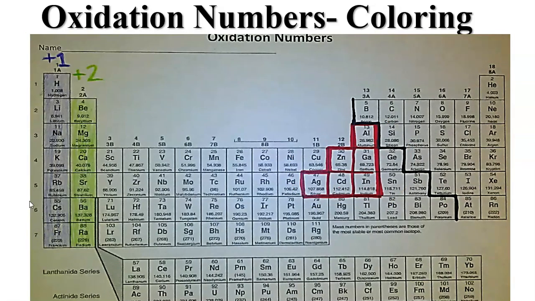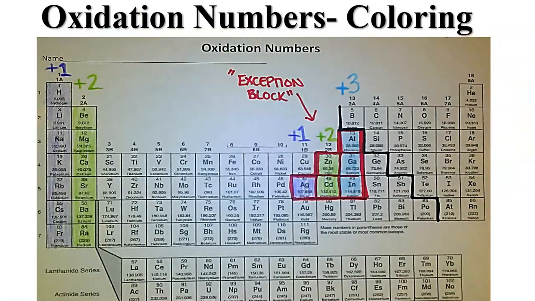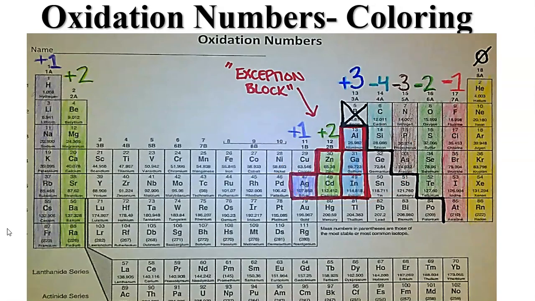And then you need to come over here to your alkali metals and put a +1. We're going to color it one color, okay? Then you're going to go to your alkali earth metals, color it its own color, plus a +2, okay? So your exception block were those first ones that we colored in. You're going to put a +1 for gold, zinc and cadmium, you'll put a +2, and aluminum, gallium, and indium, you're going to put a +3, okay?